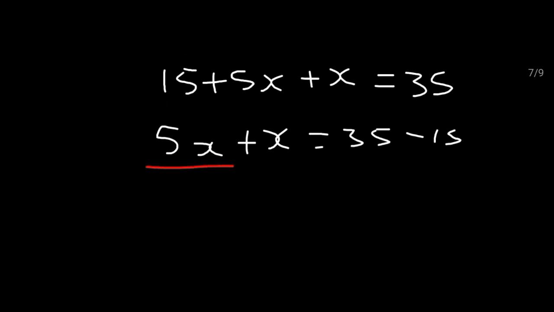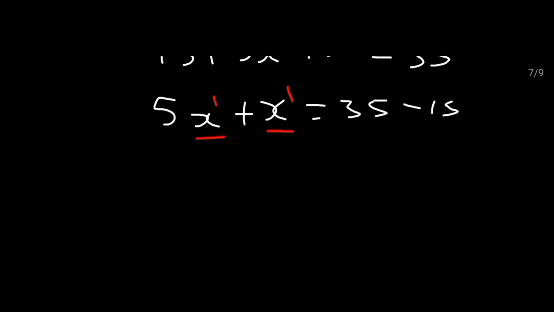And then for this part, we get the like terms, because the variables are the same and the exponents are the same. Then what is 5x plus x? 6x. In case you know this one, guys, you can do it without even using a calculator. On the other side, 35 minus 15 is 20.